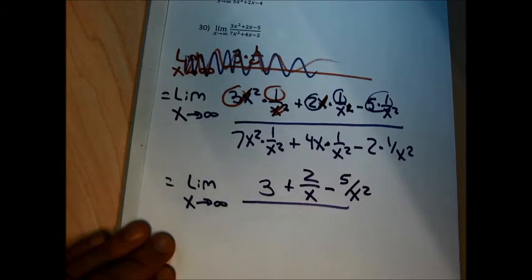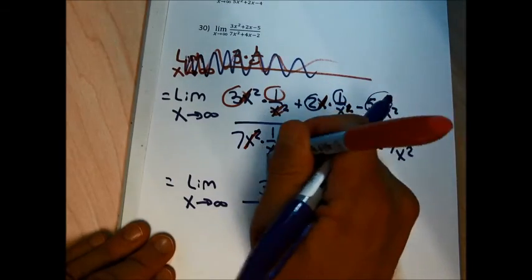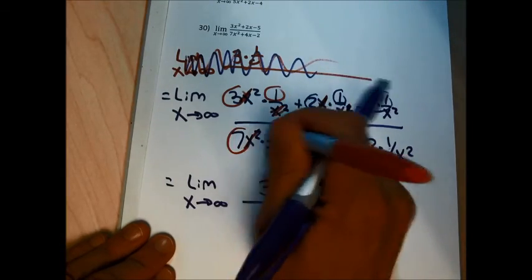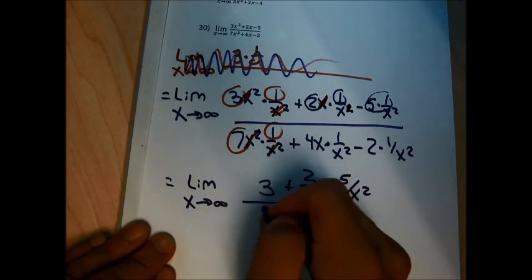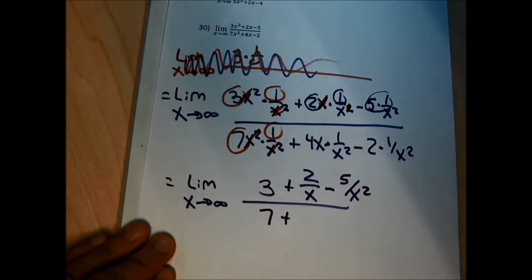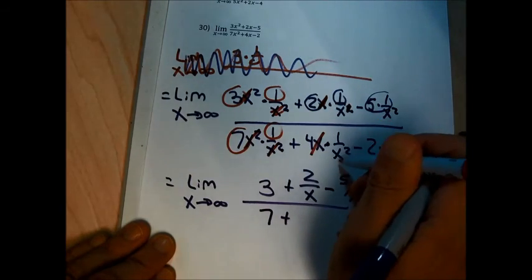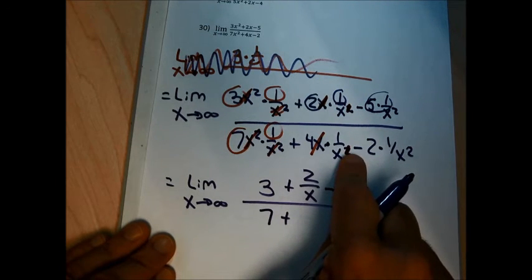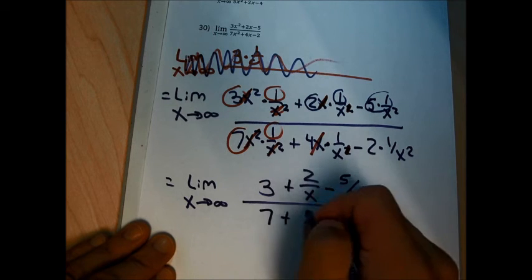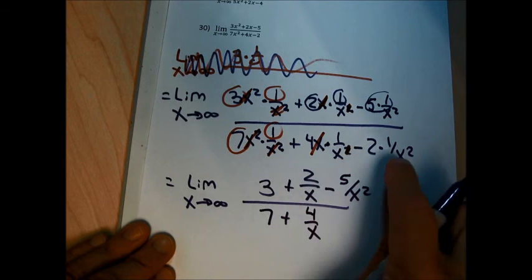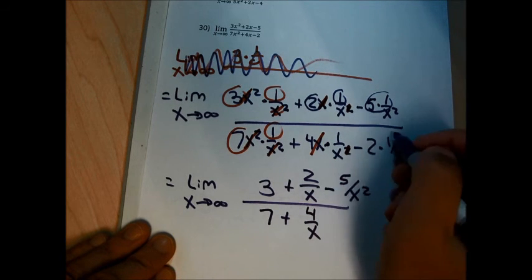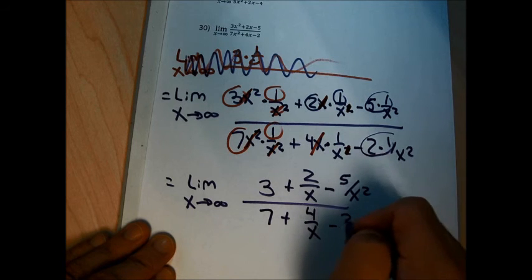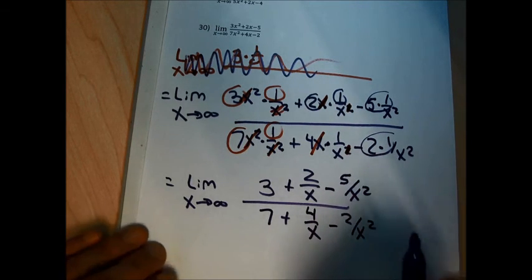Move down to the denominator. Cancel the x squared. Fraction's gone. Multiply the 7 times 1 and get a 7. Next piece, 1 x cancels from the numerator with that 2 x's, leaves me with 1 x. Multiply the 4 and the 1 and get 4 over x. Last piece, nothing cancels, multiply the minus 2 and the 1 and get minus 2 over x squared.